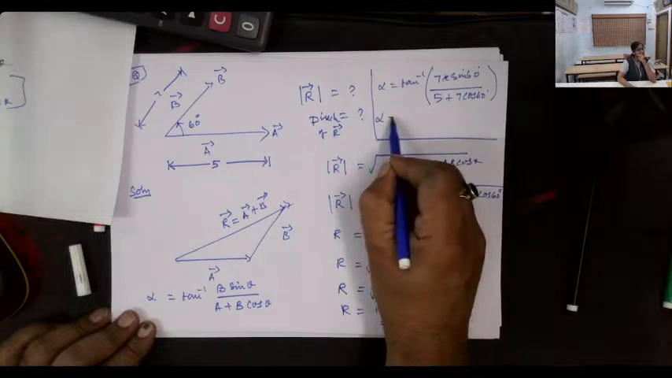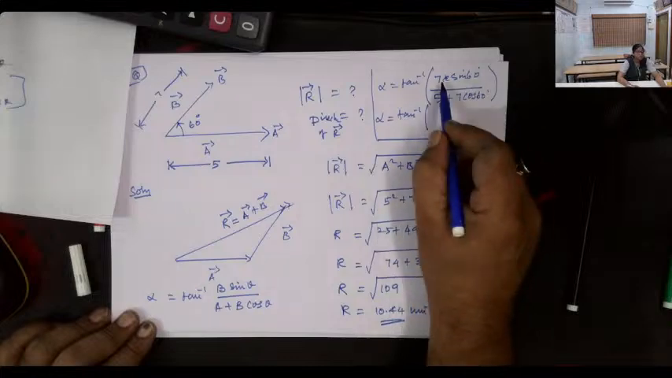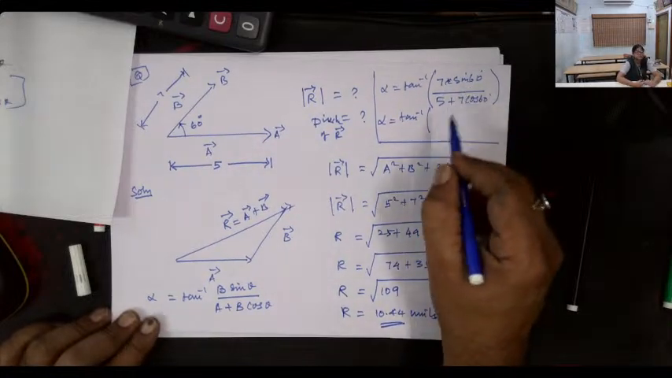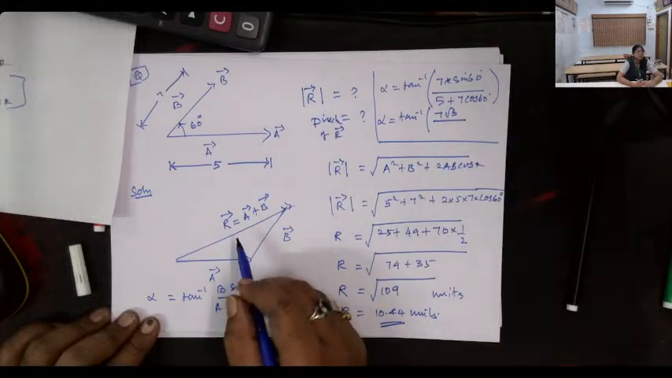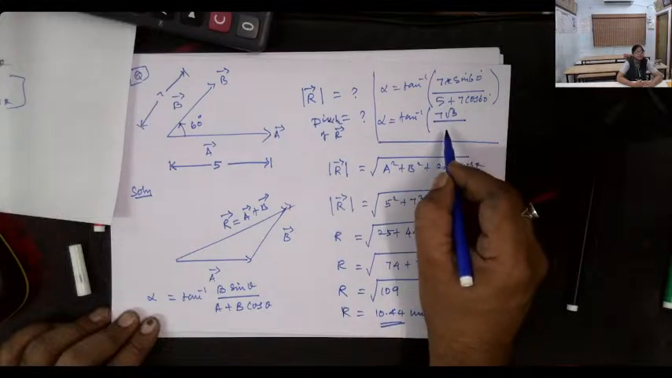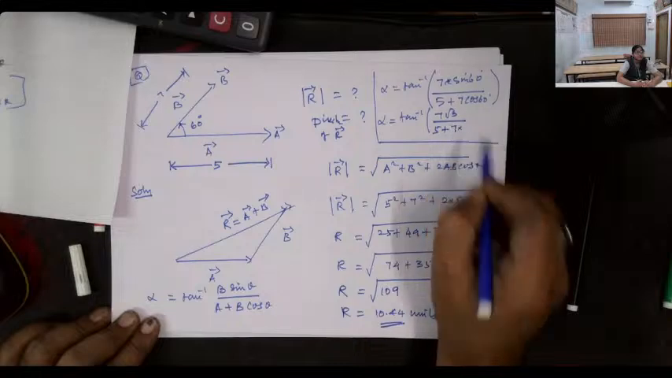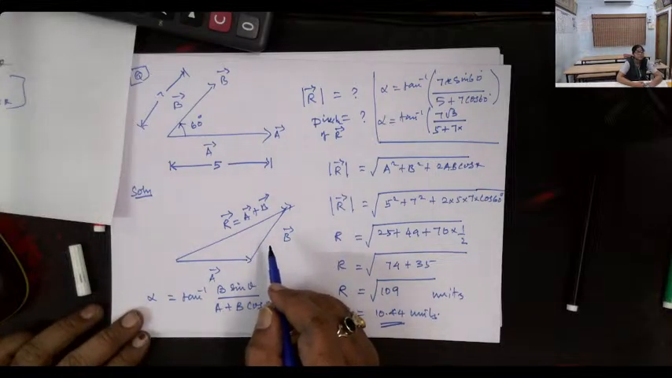Therefore alpha is equal to tan inverse of 7, what is sin 60, root 3, so 7 root 3 divided by, what about this, 5 plus 7 into, what is cos 60, 1 by 2.